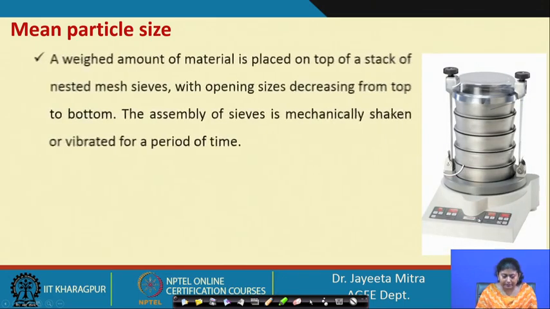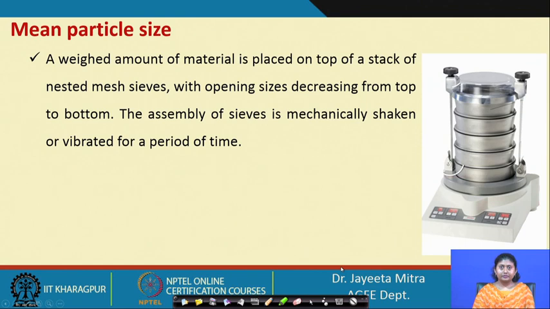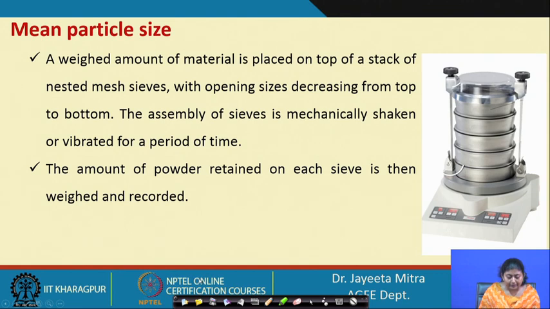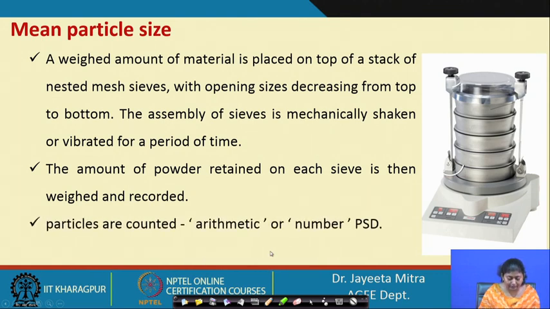So, this is what the sieve analysis set looks like. A weighed amount of the material is placed on top of a stack of nested mesh sieves with opening size decreasing from top to bottom, and generally these sizes change with a power of 2, sometimes root 2 or 2 to the power 1 by 4. The assembly of sieves is mechanically shaken or vibrated for a period of time. The amount of powder retained on each sieve is then weighed and recorded.